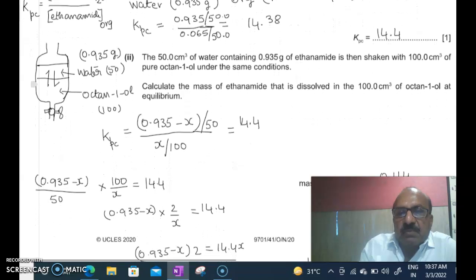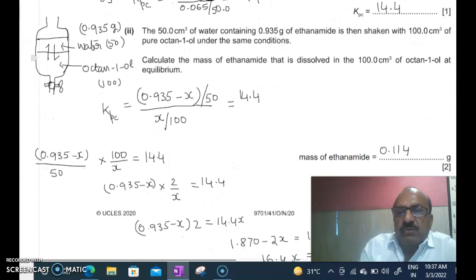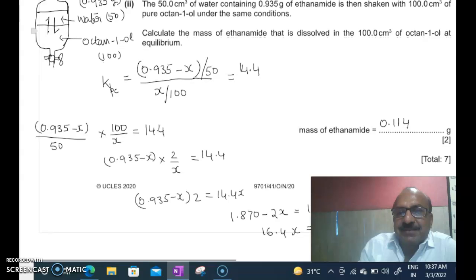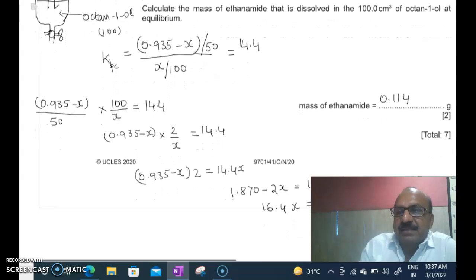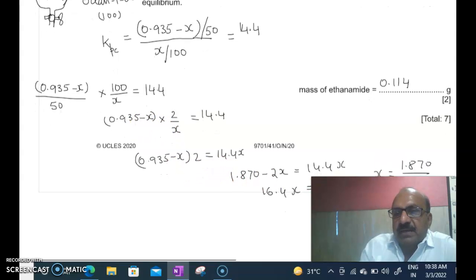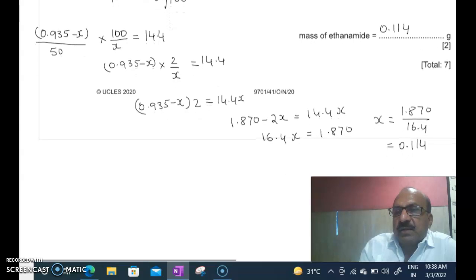It's a mathematical problem now, and I have shown you the steps, mathematical steps, in case you are weak in math. Otherwise this is just a math problem. So (0.935 minus X) divided by 50, divided by X by 100, so you can write this, and then if you further simplify it, it becomes 2 upon X is equal to 14.4, right? And then change the sides, it becomes 14.4X, and (0.935 minus X) into 2, which further gets simplified in the way that I have shown in these two steps.